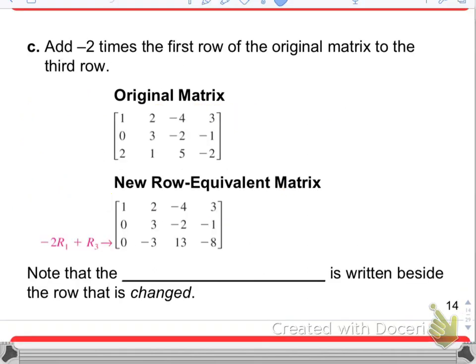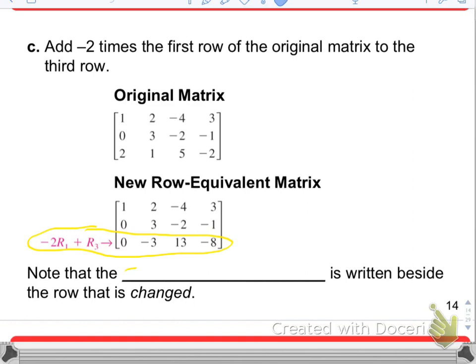And then add -2 times, so that's the third elementary row operation: you can multiply a row by a constant, add a multiple of one row to another row. Okay, so we're adding -2 times the first row of the original matrix to the third row, and this is the final product of that process. So this is why it's condensed.